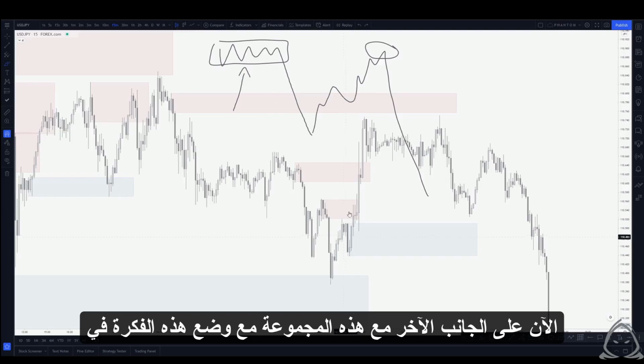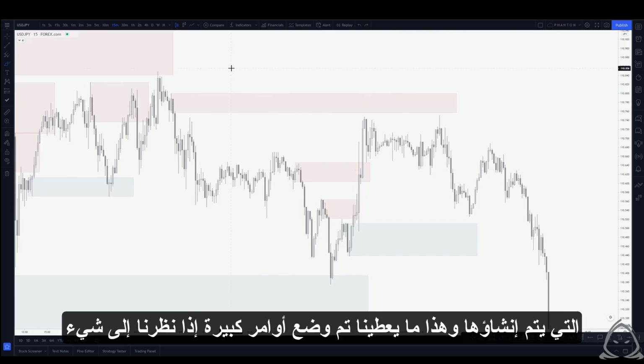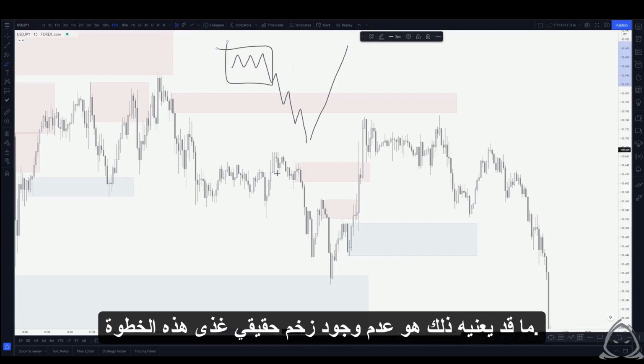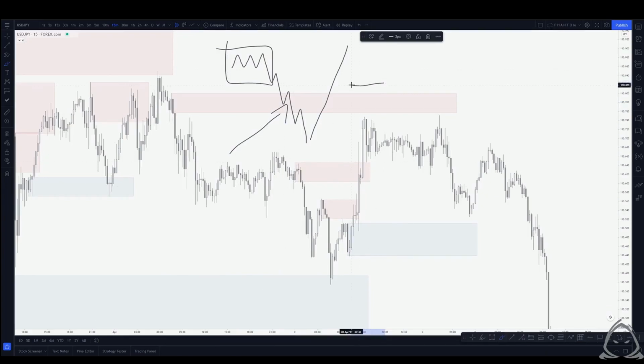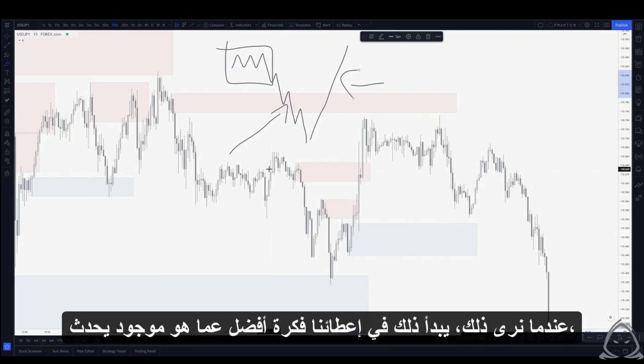Now, on the flip side, with this idea in mind that we're looking for that expansive or explosive move from a zone being created, and that's what gives us our footprint that large orders have been placed. If we look at something like this that is very corrective going down and then impulsive going up, generally speaking, what that would imply is that there's no real momentum that fueled this move. This would be the momentum that we're more or less interested in. So when we see that, that begins to give us a better idea of what's happening.